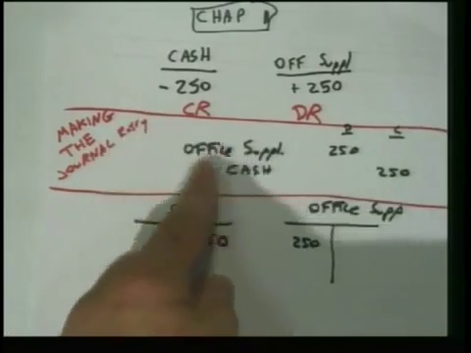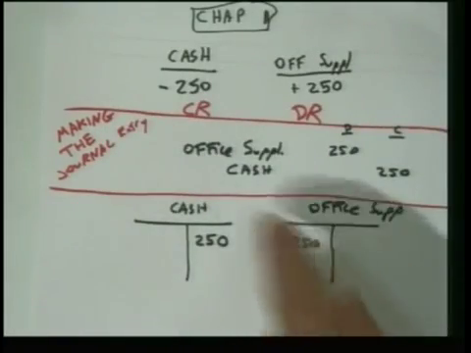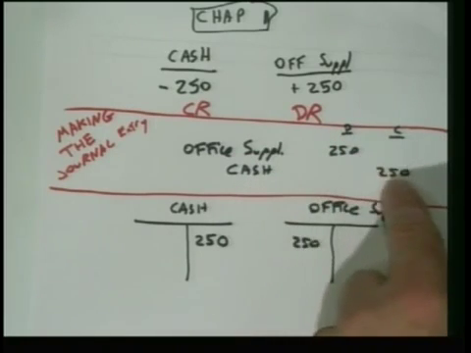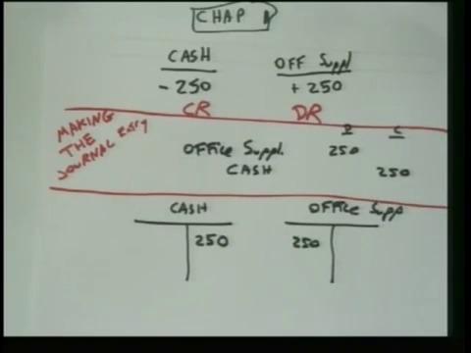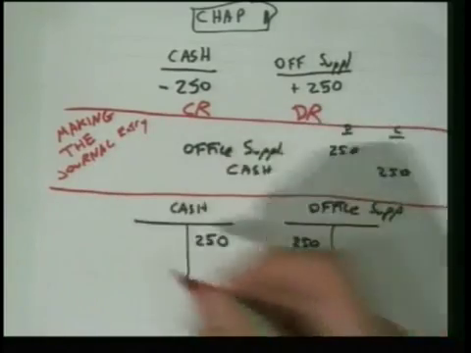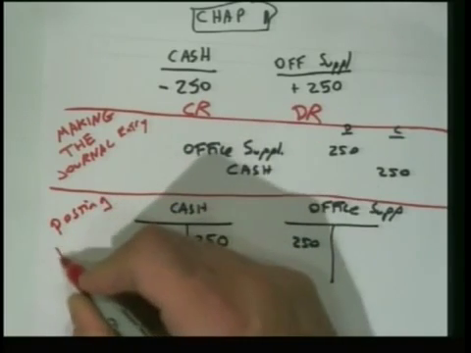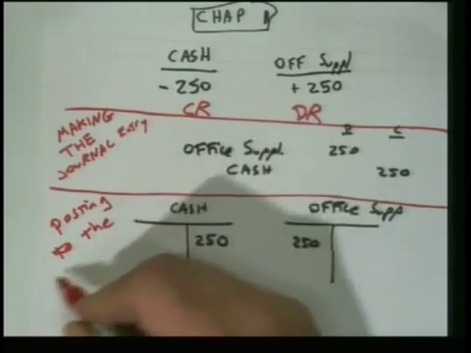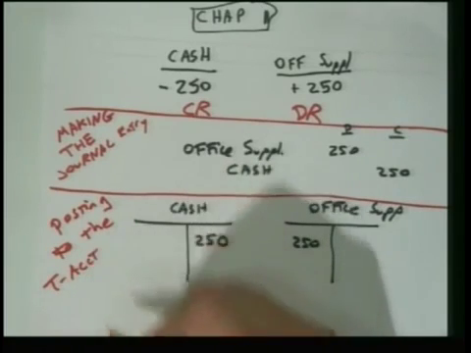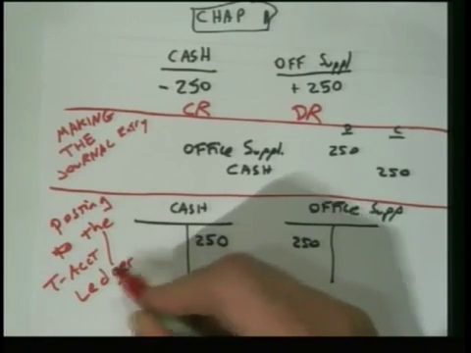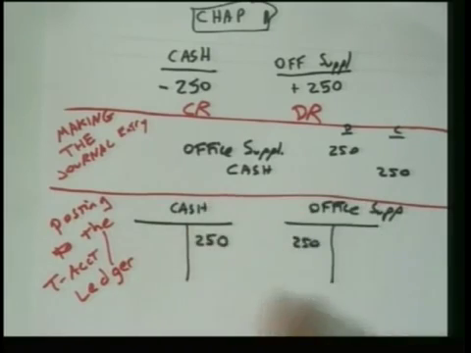But the journal entry is our way of saying that the next thing we need to do is go to the office supplies T account and debit it for $250, go to the cash T account and credit it for $250. Now, I want to be real clear here. This is called making the journal entry. Down here, what we call this is posting to the T account or the ledger. And we talked about the ledger last lecture. This is posting to the T account or ledger. This is making the journal entry.